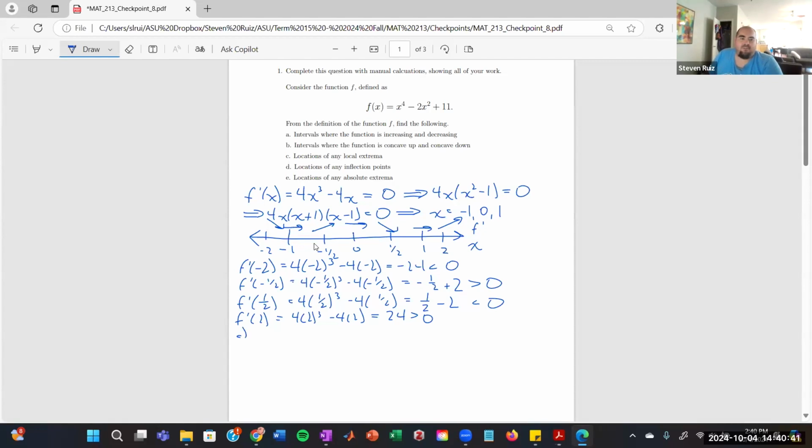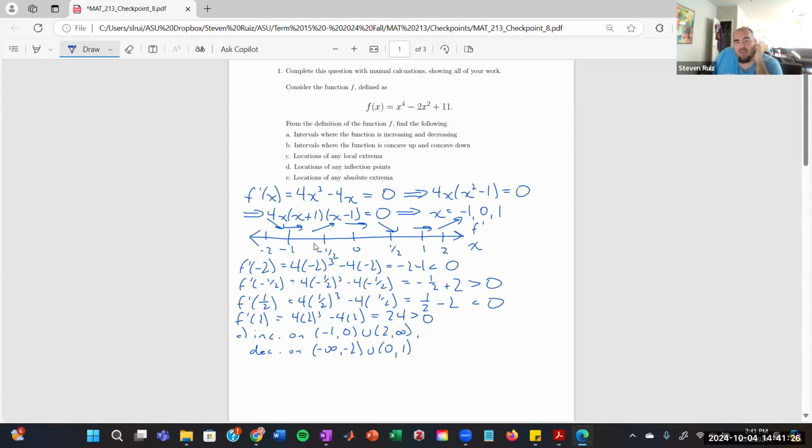So where does this increase? It increases on, let's do interval notation here, from -1 to 0, as well as 2 to infinity. Is that all? Yeah, -1 to 0. Okay. And it's decreasing on -infinity to -2, and I'm going to union that with 0 to 1. So those are where it's increasing and decreasing.